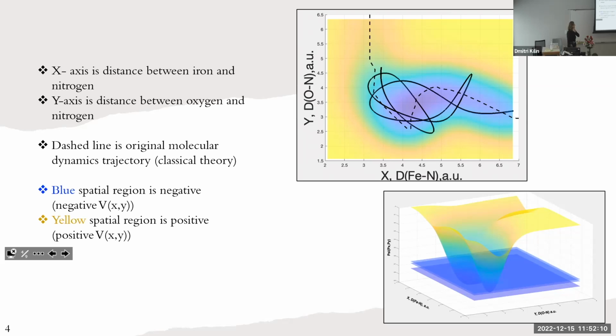There are blue and yellow spatial regions. These represent the potential. So yellow is the positive potential and blue is the negative potential. And then the solid line is a quantum-corrected version of the trajectory. It's not the same as the dashed line; the dashed line is the classical theory, whereas the solid line is more quantum mechanics.